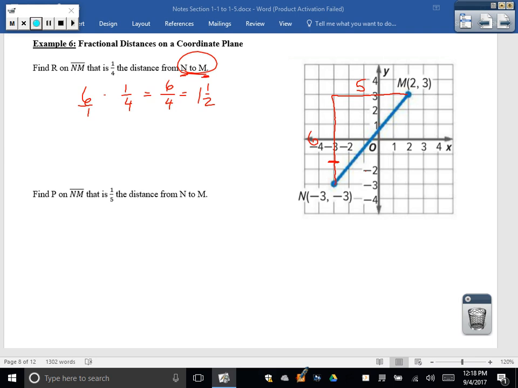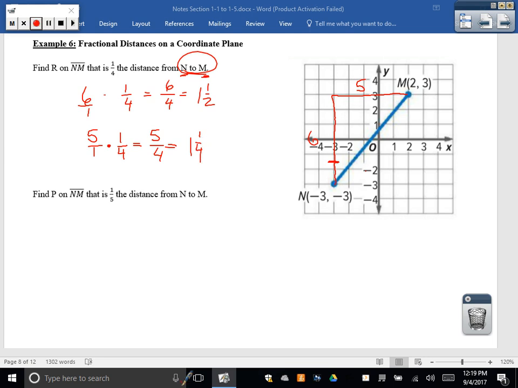Now the horizontal distance, I'm going to start from here because I'm going from N to M. The horizontal distance, I've got to figure out that too. So I'm going to do 5, and I'll put it over 1, times 1/4. If we work that out, 5 times 1, 1 times 4. This is actually 1 and 1/4.